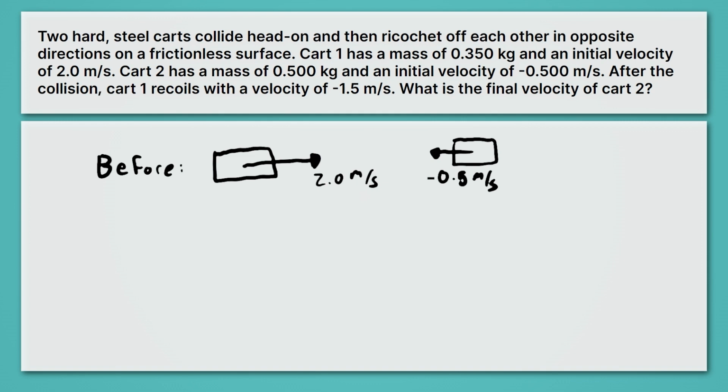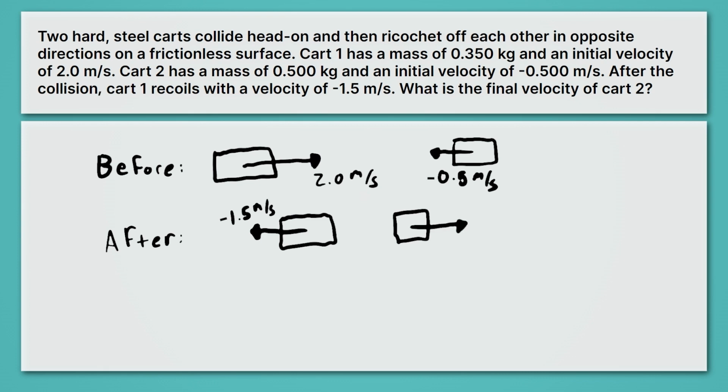And then we have a collision, and afterwards, they're traveling in opposite directions. They've ricocheted off of each other. So cart 1 now is traveling back to the left, and we've indicated that with the negative sign of the velocity, and its velocity is 1.5 meters per second. Meanwhile, this other cart, cart 2, is now traveling to the right, and we don't know that velocity. So that's what we're looking for.